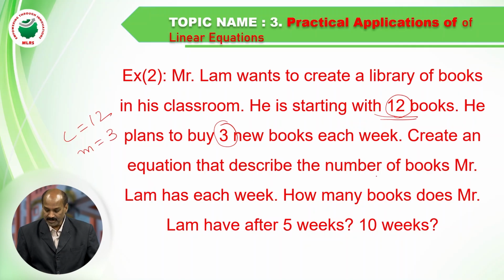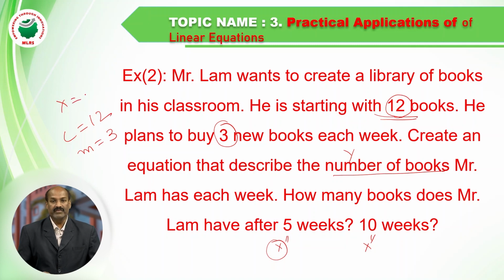Create an equation that describes the number of books Mr. Lamb has each week. Here, the number of books we denote by y. And how many books does Mr. Lamb have after 5 weeks? This is x equal 5 weeks and this is x equal 10 weeks. Therefore, x represents the number of weeks. So, once again I am repeating here: x represents the number of weeks, y represents the number of books, c represents 12 books, the initial value, and m represents the 3 books he will add each week.